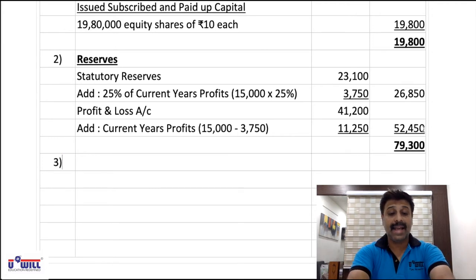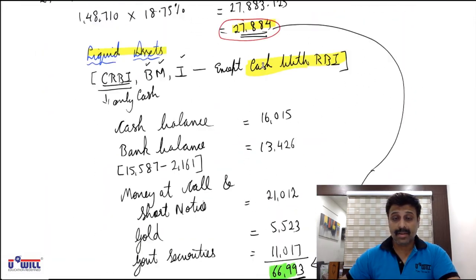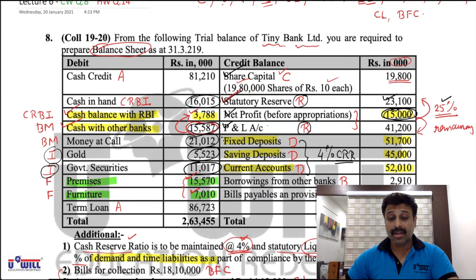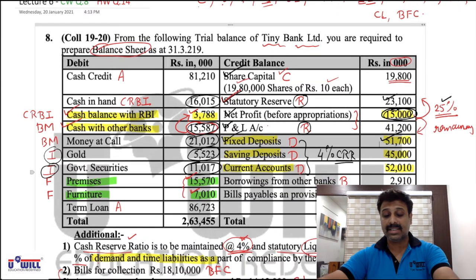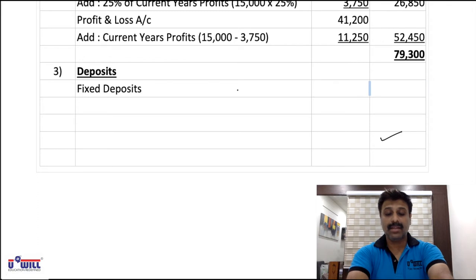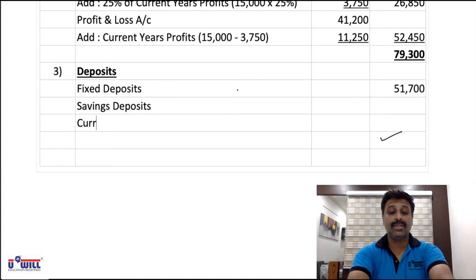Now, third item, deposits. Deposits means all items marked as D. You all can see here, these two are taken into consideration. Fixed deposits are 51,700, write down. Fixed deposits, 51,700. Then savings deposits, and then current account deposits. So these deposits will come over here.